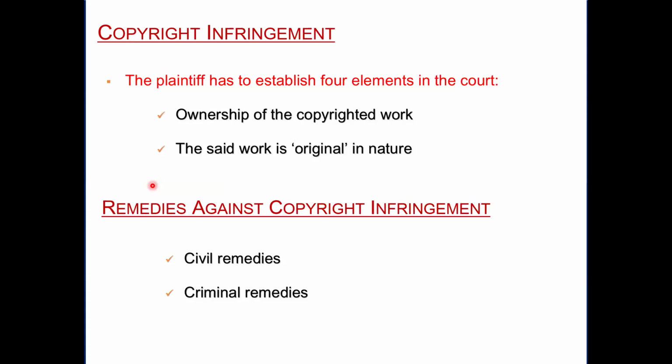And then comes the remedies of copyright infringement. If suppose your work is copyrighted and somebody has infringed it, then you have to seek advice from the court of law. And in such a case, you can have civil remedies and criminal remedies as well.